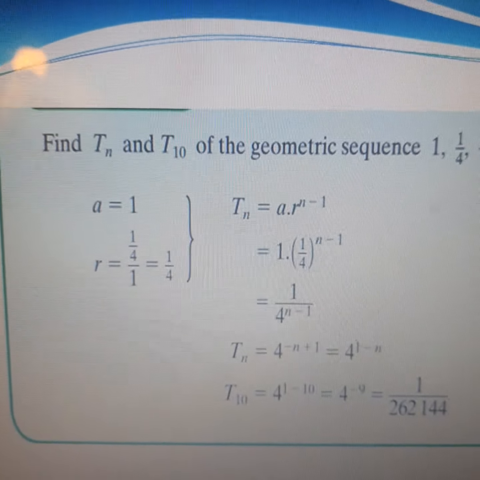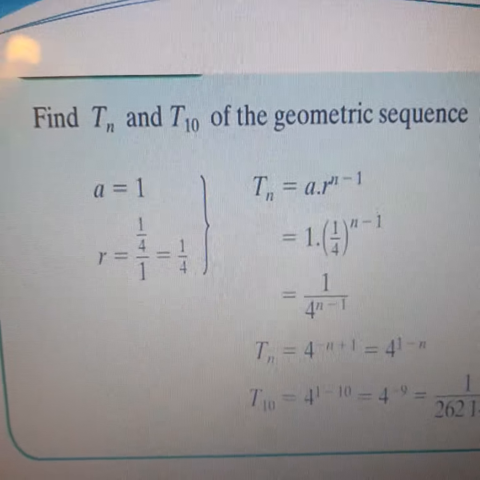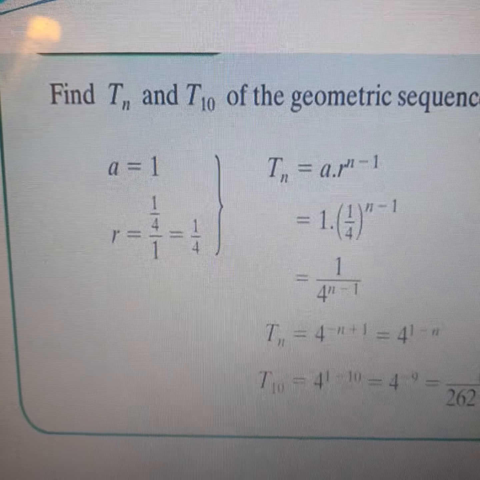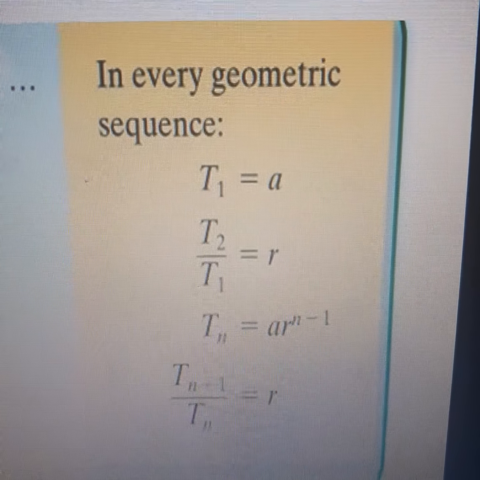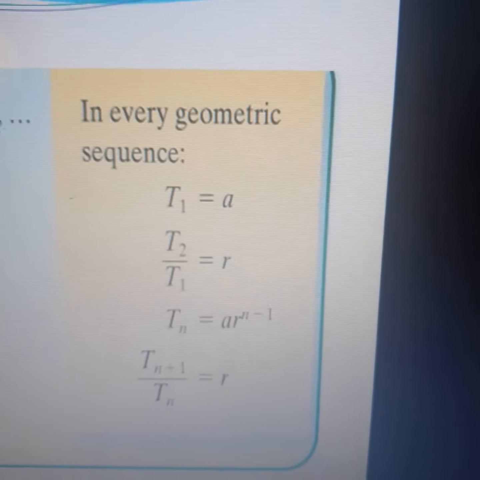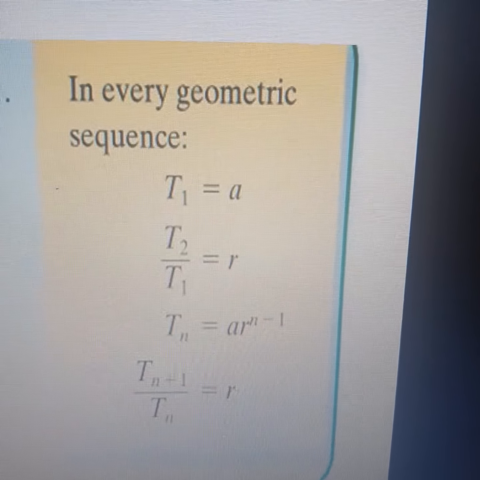Okay, another example. So these ones are taken from the textbook. So I would actually take these ones down as examples. They're very good. And again, just to clarify some of the characteristics of a geometric sequence.